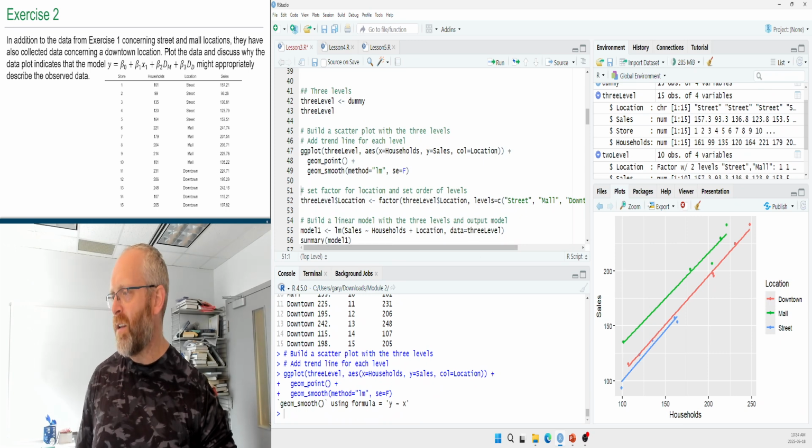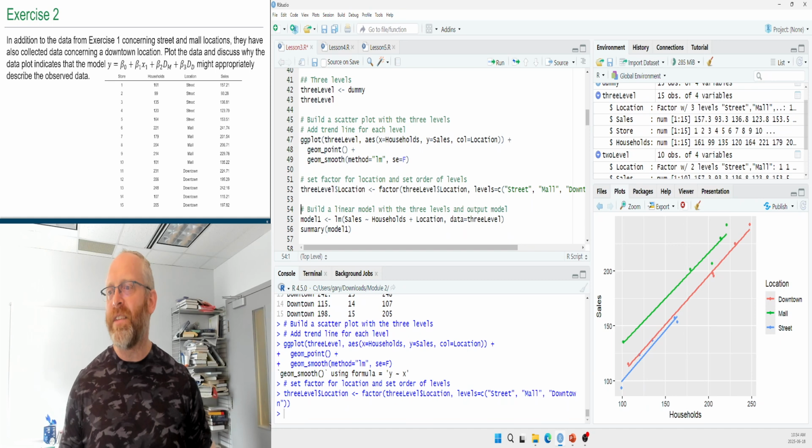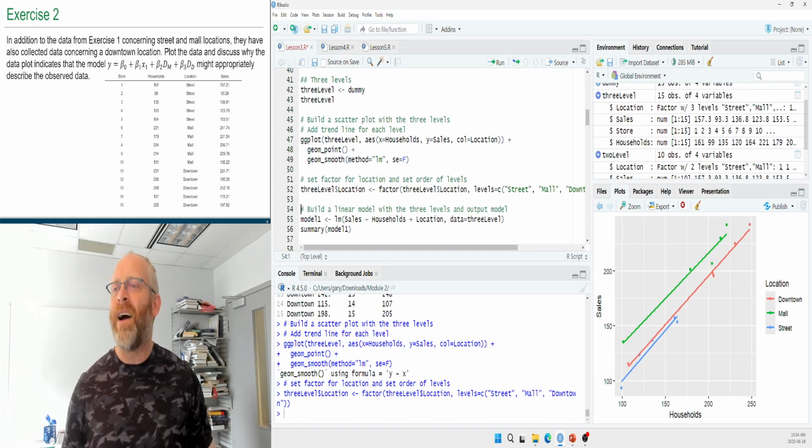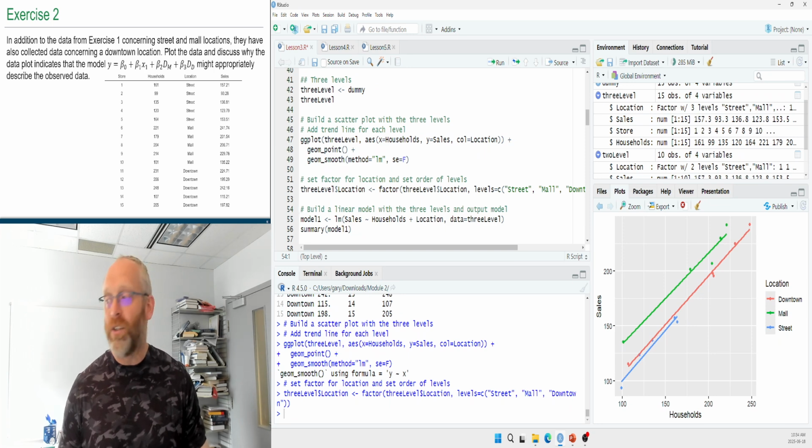All right, so if I run line 52, notice in my top right, again, under that global environment, the location is now a factor with three levels. Those levels are street, mall, and downtown. So it's showing me that it is, in fact, ordered correctly. So let's build the model. I'm going to call this model 1.